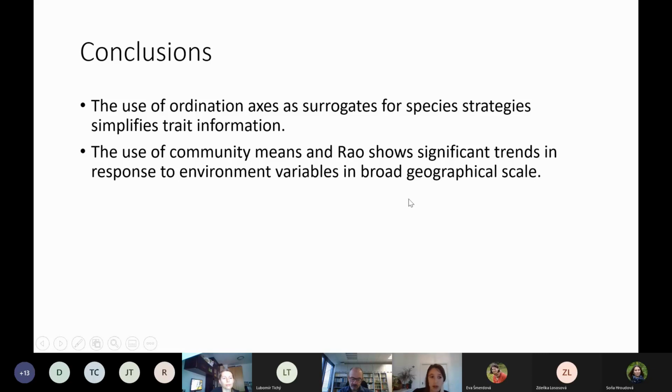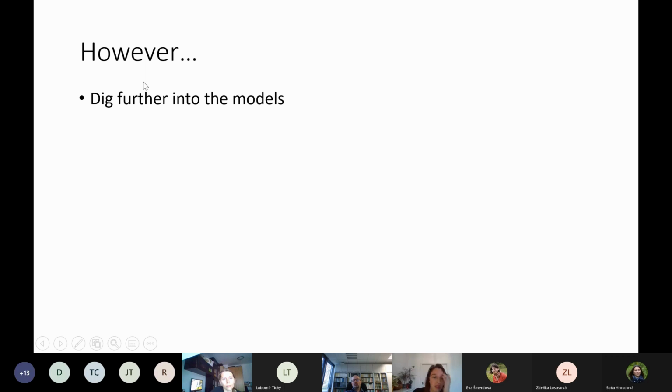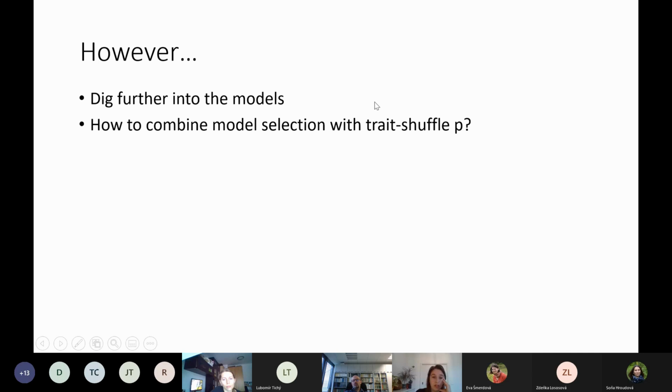So the conclusions for now are that the use of ordination axes as surrogates for species strategies simplifies the trait information, though I think I still can dig into what exactly each one of the strategies is representing. The use of community-weighted means and routes shows significant trends in response to environmental variables at a broad geographical scale. However, I think I still should dig further into these models.